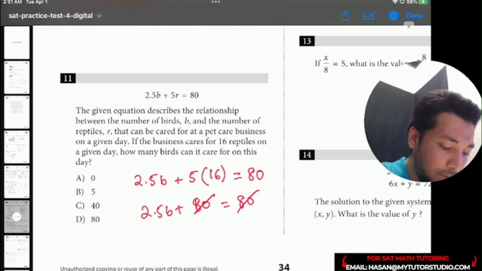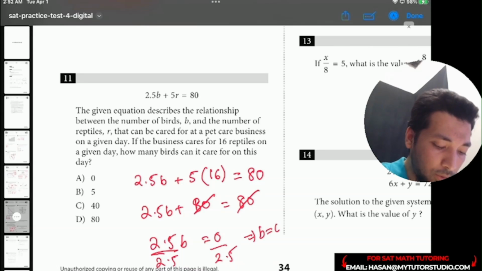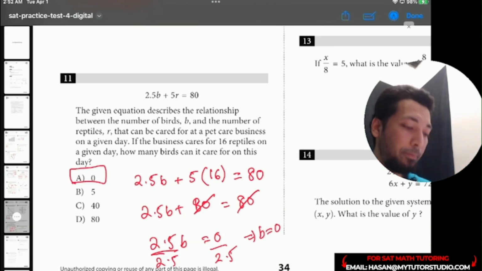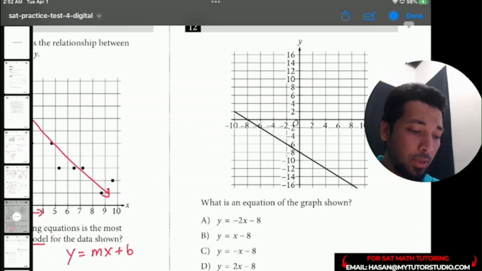So we can cancel out this 80. So we have 2.5b is equal to 0. If we divide both sides by 2.5, we are getting b to be equal to 0. That's option number A. Let's look at problem number 12.